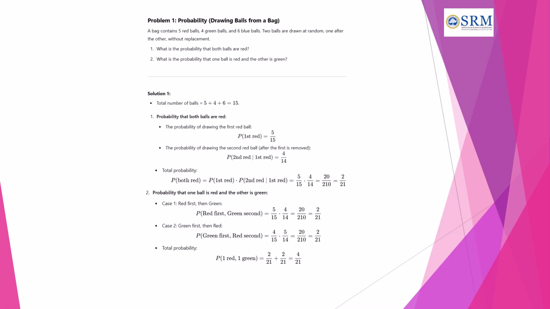For the chance that one ball is red and the other is green, there are two ways this can happen. Red first then green, or green first then red. Each way has a probability of 2/21, so adding them together gives 4/21. This shows how to calculate probabilities step by step when drawing without replacement.